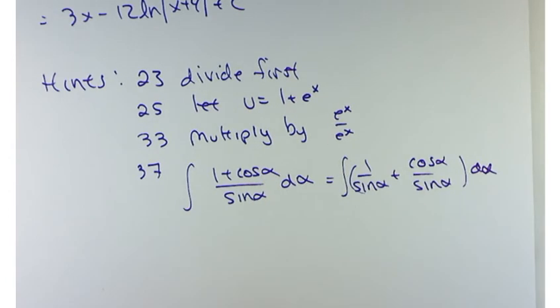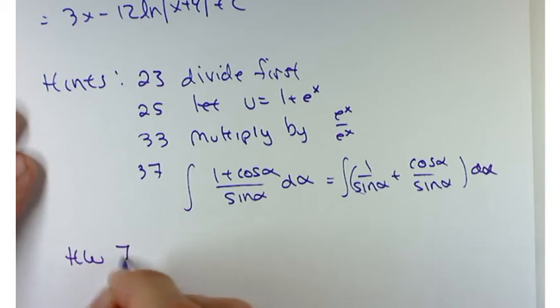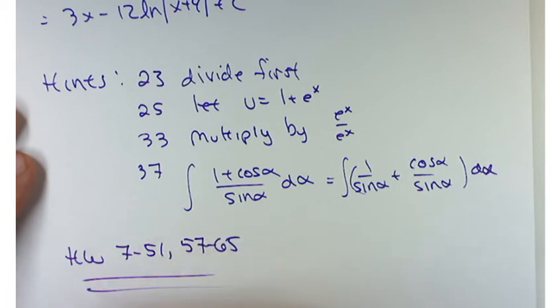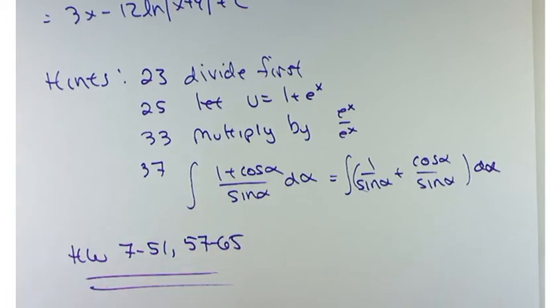For homework then, try 7 through 51 and 57 through 65. Just the odds. And that's section 8.1.